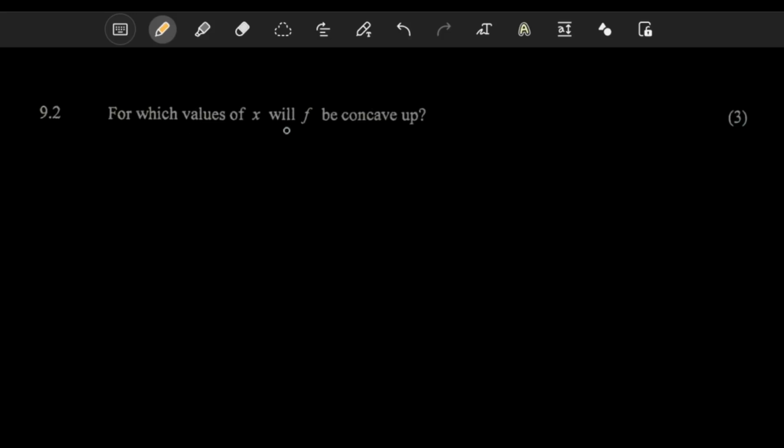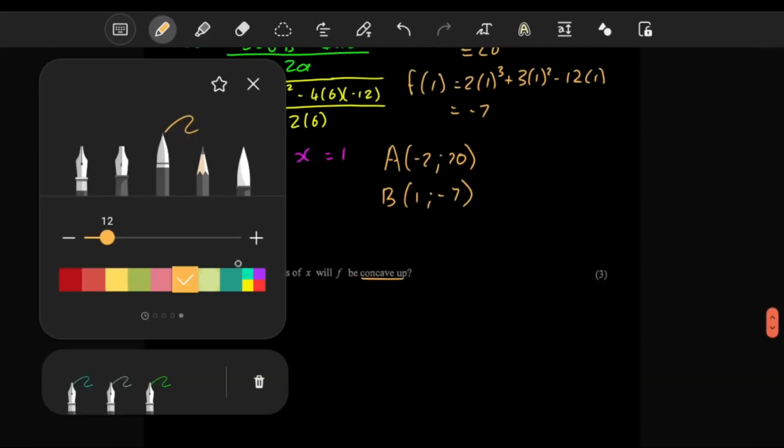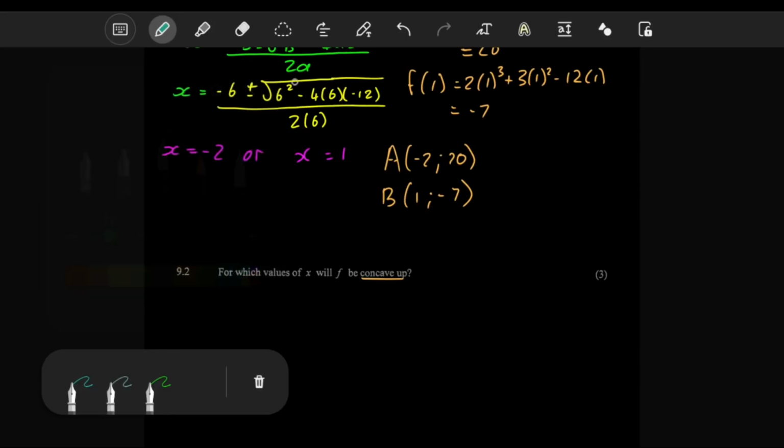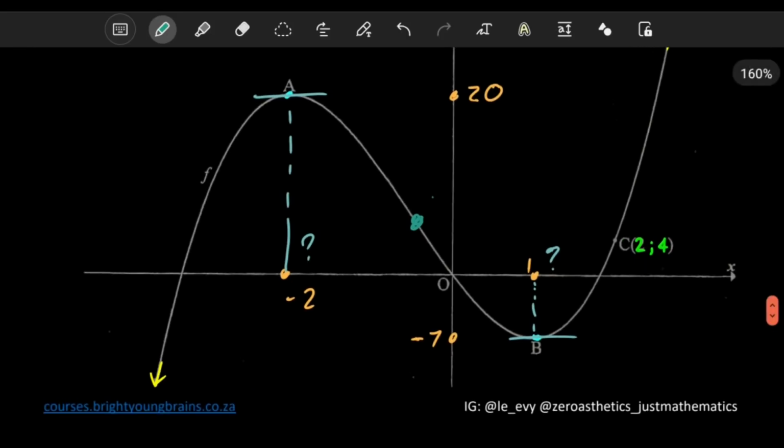3 marks here. They're asking us for which values of x is the graph concaved up. This is also the kind of question which you never want to get wrong, ever. It's so straightforward. Anytime they're asking where is the graph concaved up or concaved down, all you need is to firstly find the x value of the point of inflection. The POI is the point of inflection.